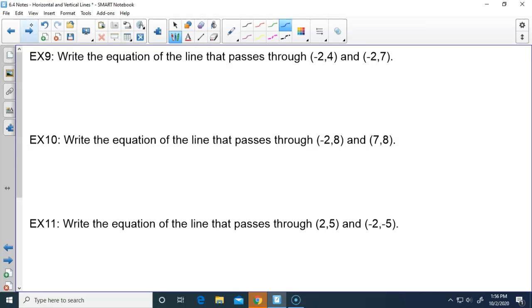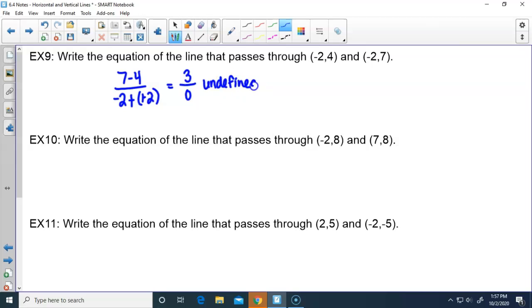For example 9, it asks us to write the equation of the line that passes through negative 2, 4 and negative 2, 7. So we've done a lot of these problems with our slanted lines that we've looked at so far. And you can start off this problem the same way as we would do those problems, and that would be to find the slope. So you would say 7 minus 4 over negative 2 minus negative 2. And of course, where we have this minus a negative here, both of those will become positive. And this is going to give us 3 over 0, which is undefined.